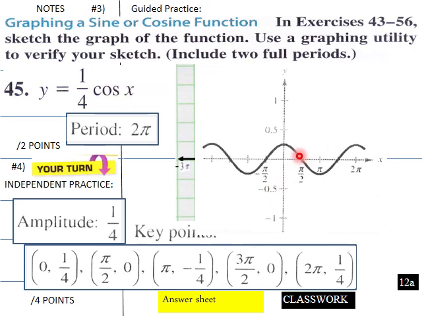And then pi over 2 would be 0. Then when x equals pi, y equals negative 1/4. And then back to 0 again. And then 2 pi will be 1/4 over here. So that will be your plot of this function.